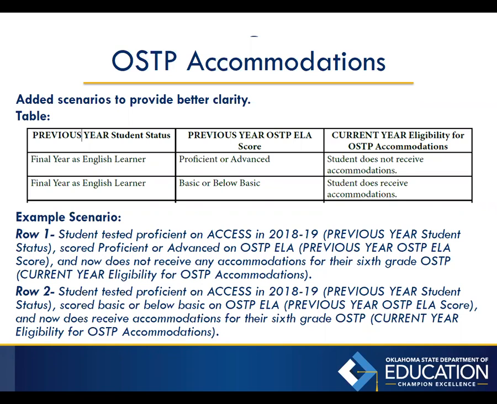He tested proficient last year, but on that same tested year, last year for ELA on his OSTP, he got basic or below basic. So therefore he does receive accommodations. So I tried to be a little bit more explicit, and for every row, there's six final, first and second year proficient in the actual FAQ. Each one of those rows has an example scenario to just talk through it, to clarify any miscommunication that there may be regarding who gets accommodations and who doesn't.